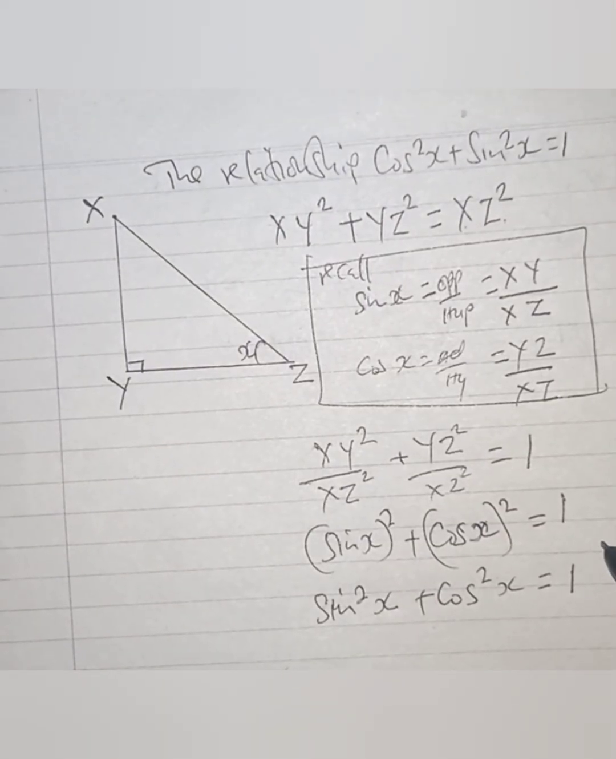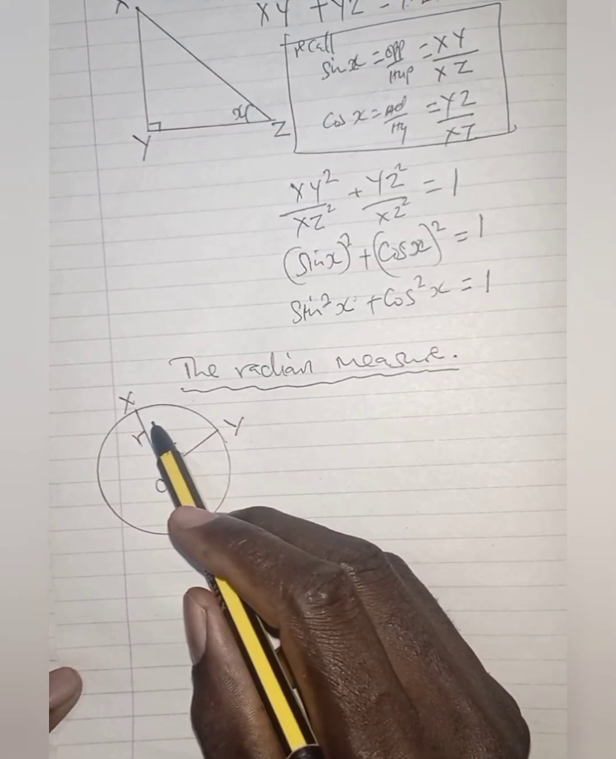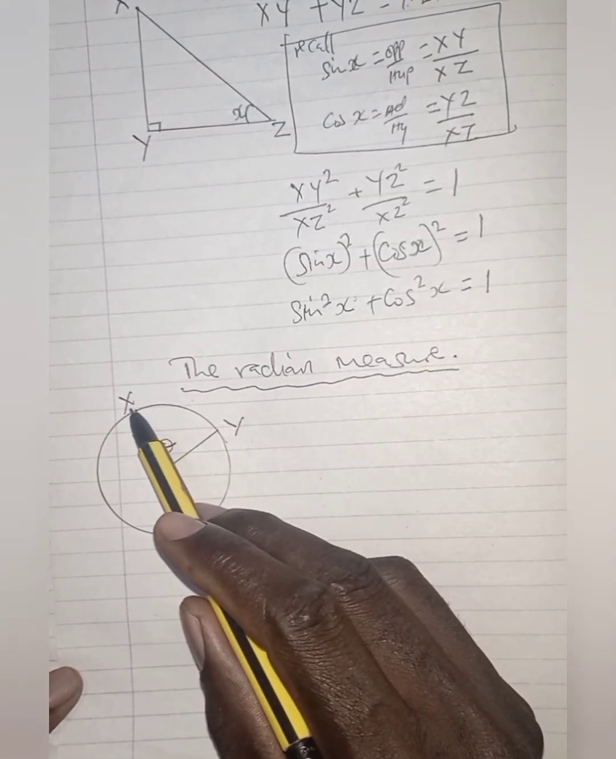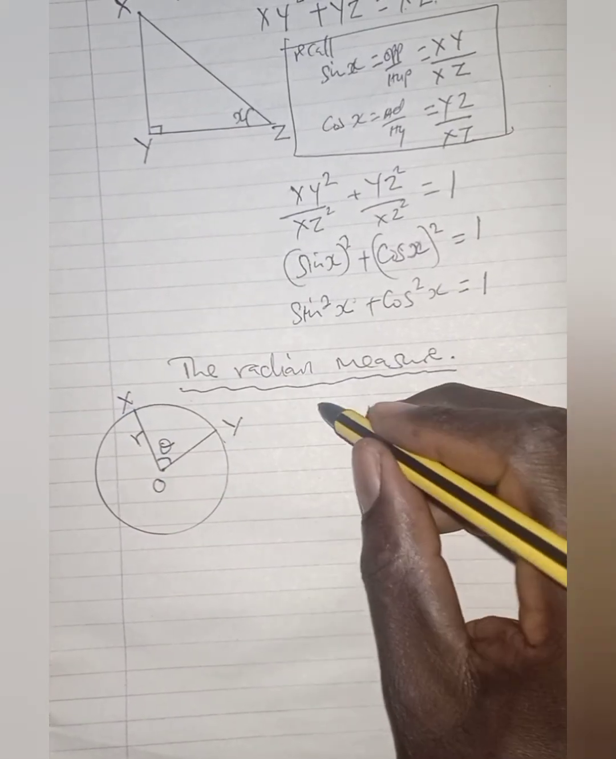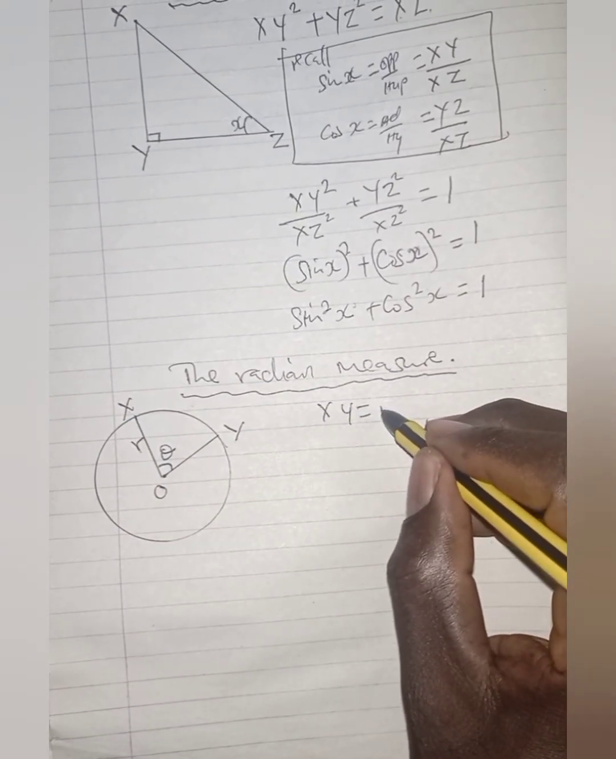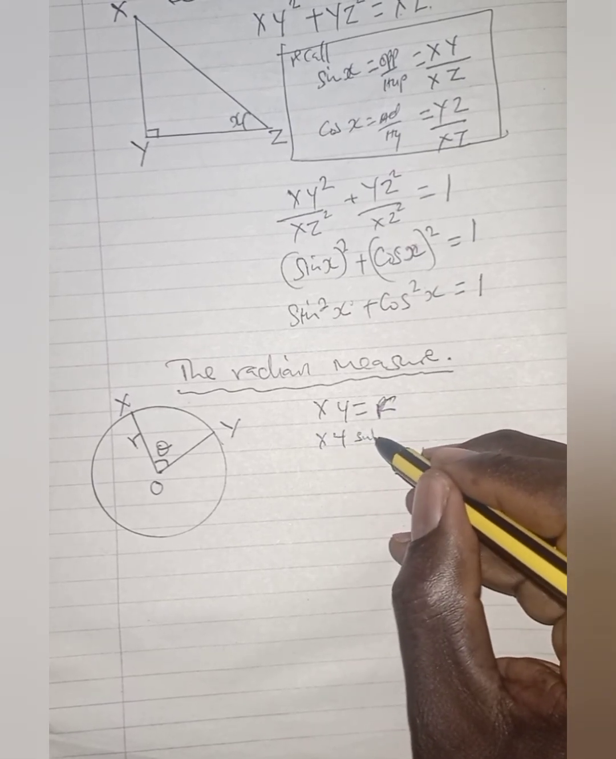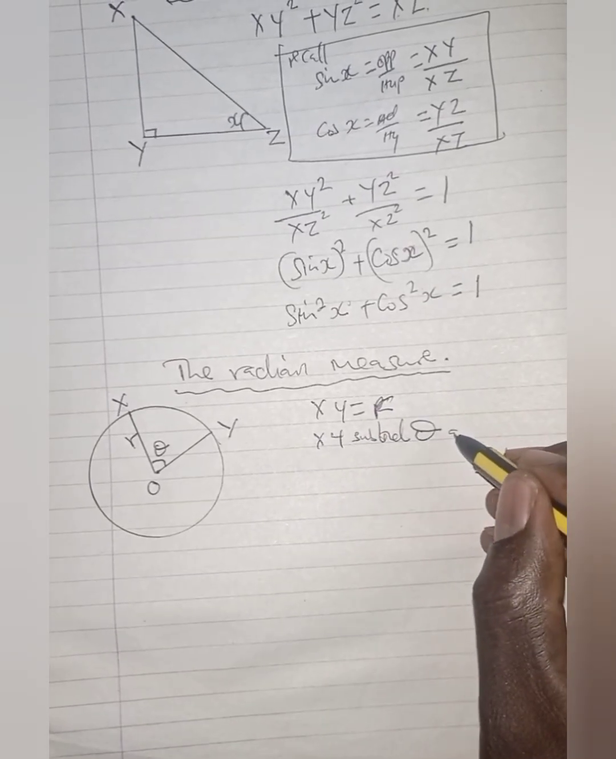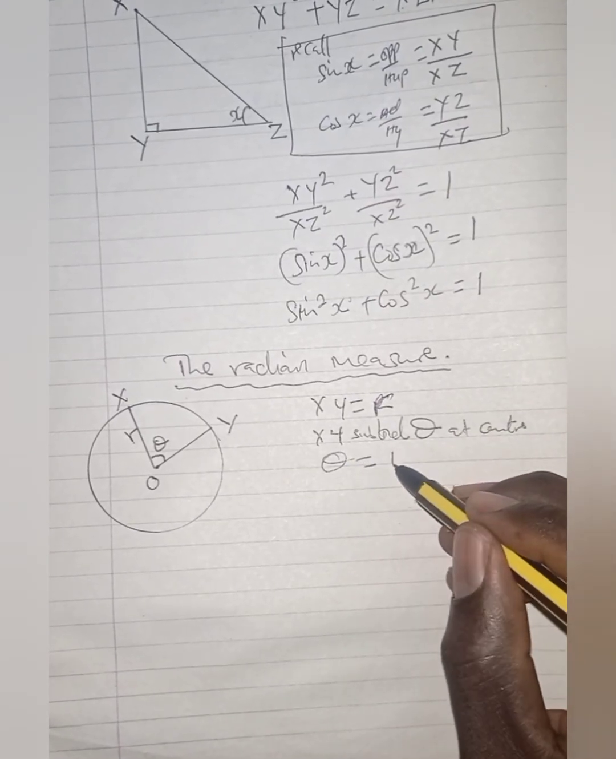That's how it's derived. In this circle with the center O, we have this radius, and we have an arc XY. Now, when arc XY is equal to the radius and arc XY subtends an angle theta at the center, this angle theta is equal to 1 radian.